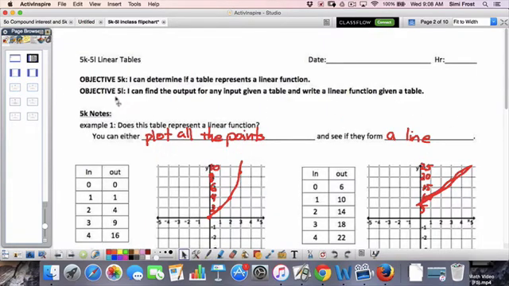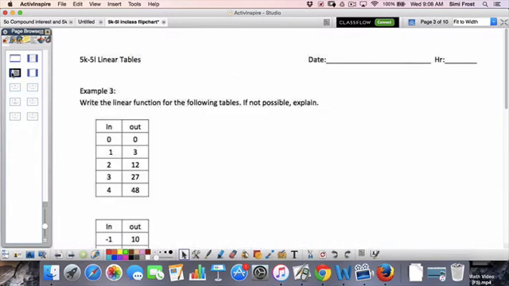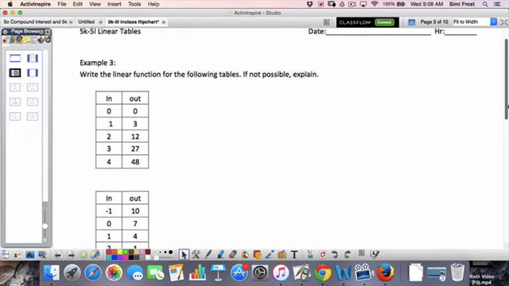So our second objective up here was just that. I can find the output for any given table and write a linear function given a table. So let's try a few problems like that, or at least finding the linear function. So write the linear function for the following tables. If not possible, explain. So let's first see what the change is on this.